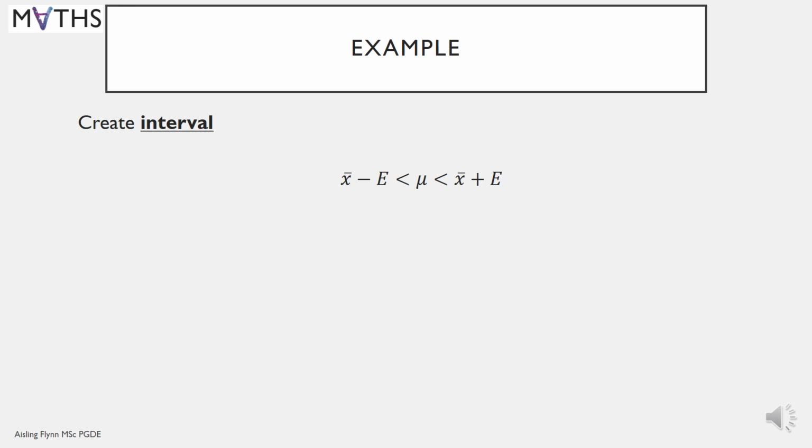Remember that the mean will lie between the sample mean minus your error and the sample mean plus your error. Putting in our values, the sample mean was 87.5 and the margin of error that we found was 1.52. And we get a confidence interval for the population mean. It begins at 85.98 and goes to 89.02.